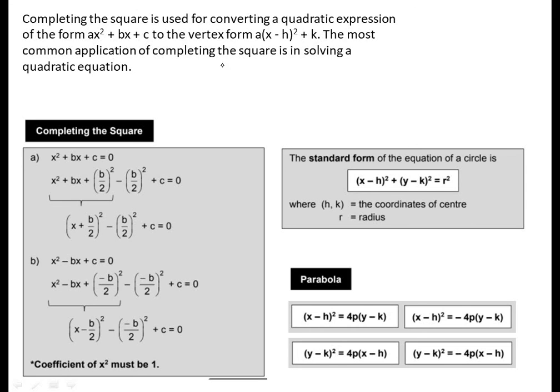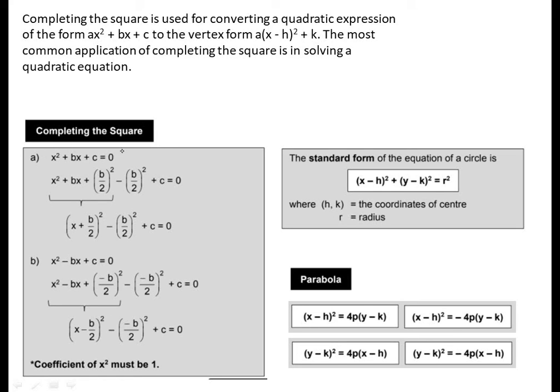So, why is it important to learn completing the square before we can learn circle and parabola? Okay, because look at the standard form of a circle and the standard form for parabola. If we are given a quadratic equation, we can transform the equation into the standard form of circle and parabola by using the method of completing the square.